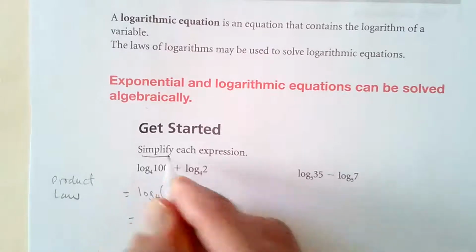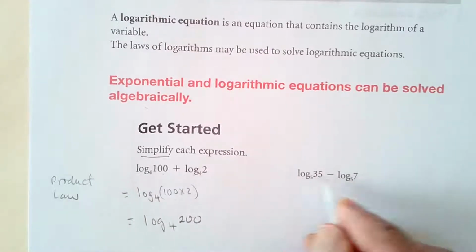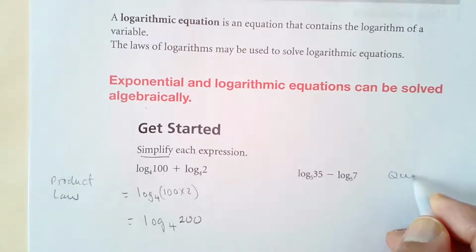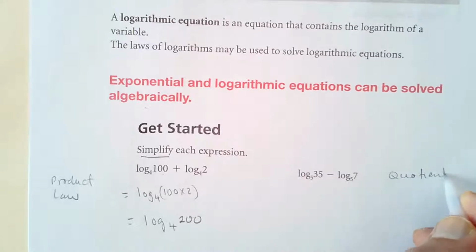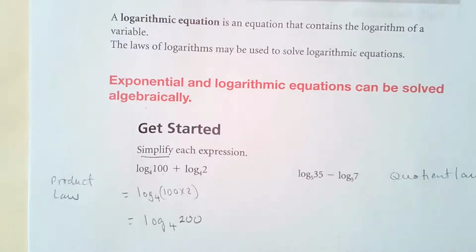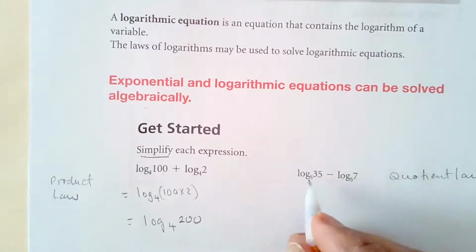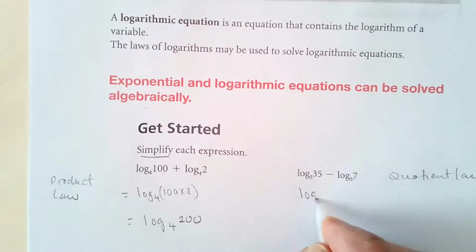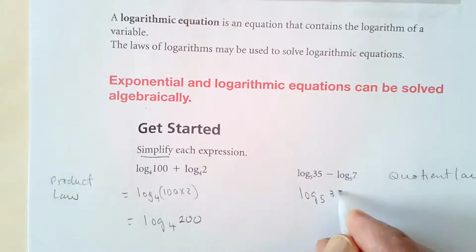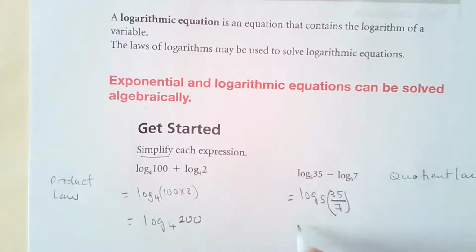Now simplifying the next expression, here we'll use the quotient law. In this case, we will have log base 5 of 35 divided by 7. Simplify that: 35 divided by 7 will give us 5.